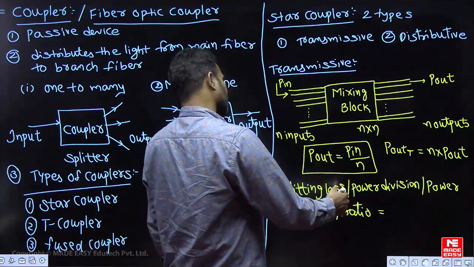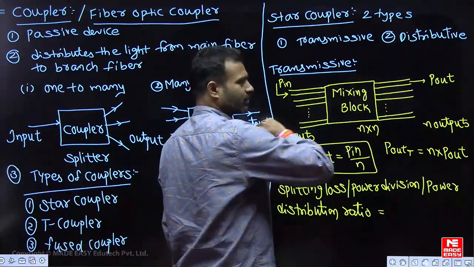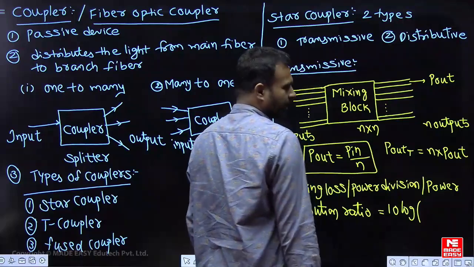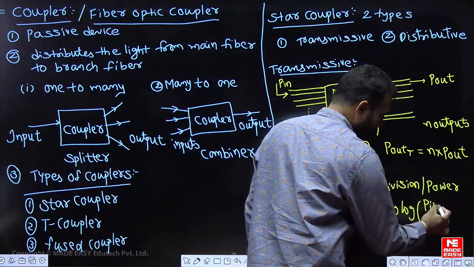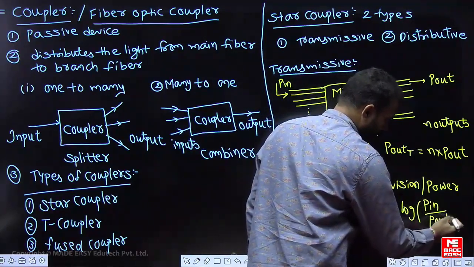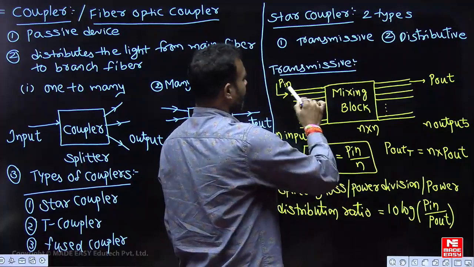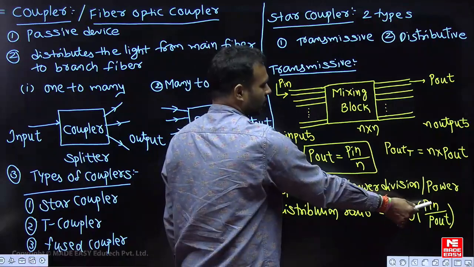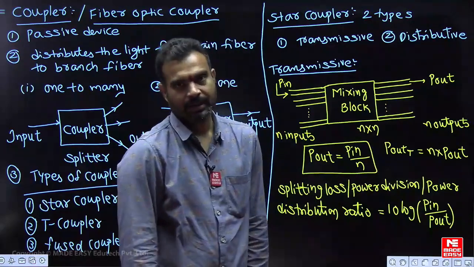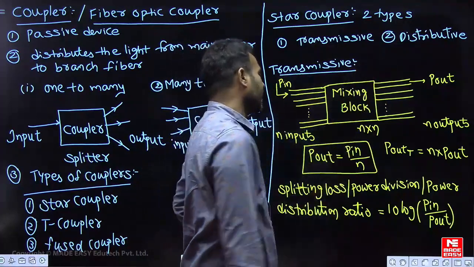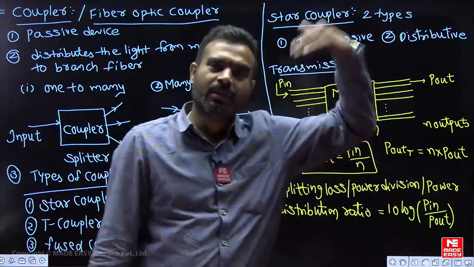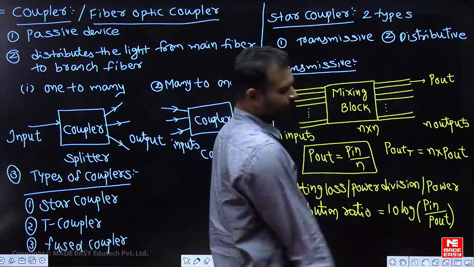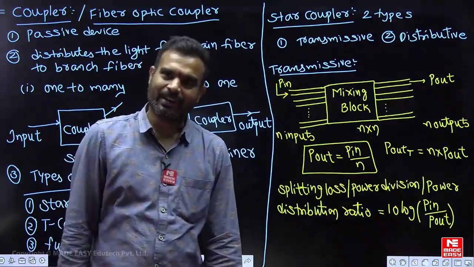See splitting loss: because of splitting the power we got some loss. I will write it like this: loss is given as 10 into log of, as we studied in the classroom, P in upon P out. By splitting, the input power is split into output power and we get a loss, P in by P out, that is called splitting loss. The power present in the input is dividing, that is why power division. The power in the input is distributed between all the ports, that is why it is called power distribution ratio. Clear?